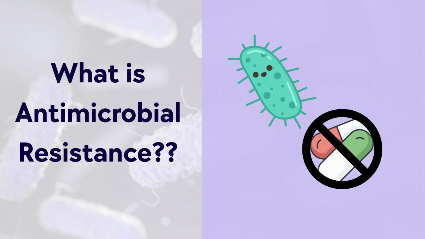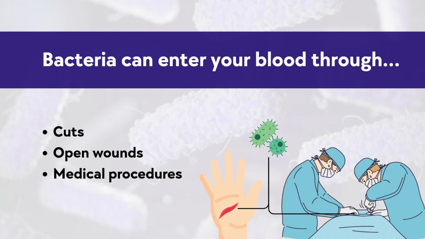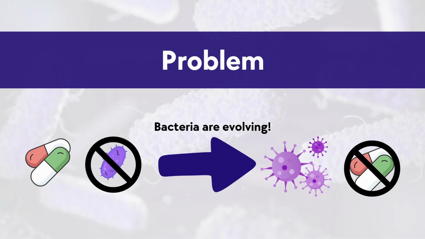What is antimicrobial resistance? Well, bacteria can enter the bloodstream through cuts, wounds, or medical procedures, leading to life-threatening infections. Currently, we rely on antibiotics to kill those bacteria. The problem is that bacteria are learning how to survive and resist antibiotics, which means the medicines we rely on don't work as well as they used to.